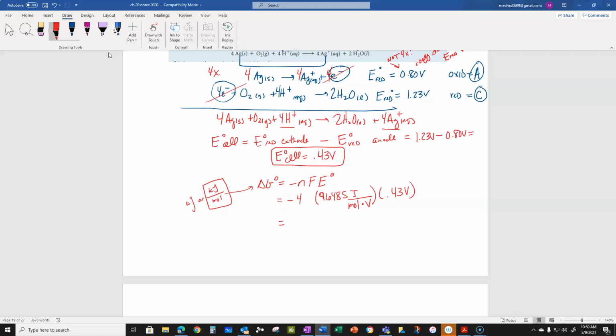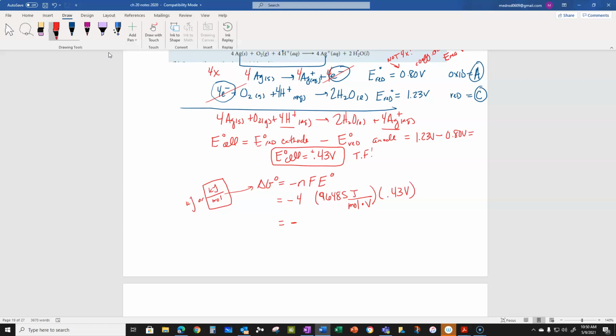Okay. Now I'm going to make a little observation here. My E cell was positive, 0.43. That means this is definitely thermodynamically favored, definitely spontaneous. So when I do my delta G, this answer better be negative. And it looks like it's going to be, because this negative in the equation is still negative. So I'm going to take my negative 4, multiply by 96485 times 0.43. And you know you're going to get big numbers. If you got to go scientific notation, that's fine.